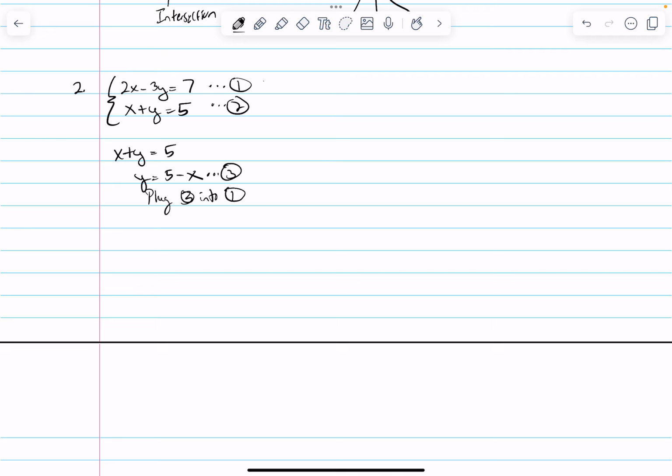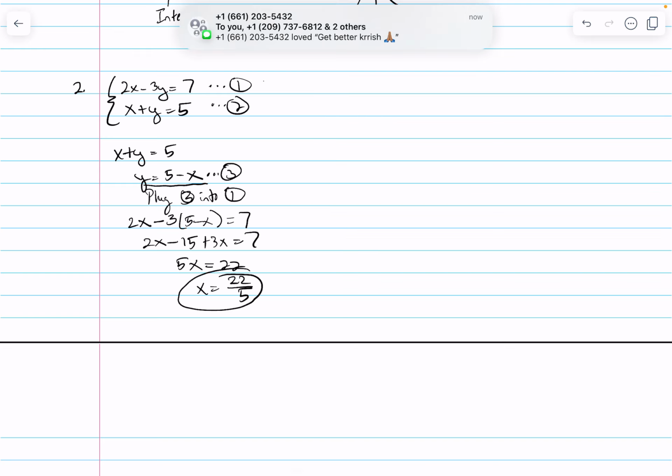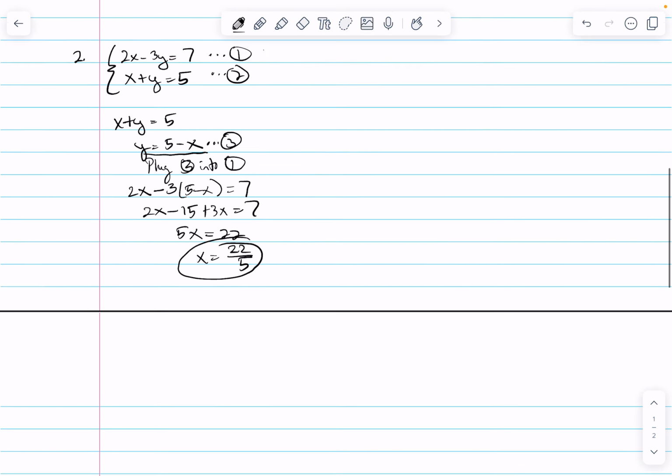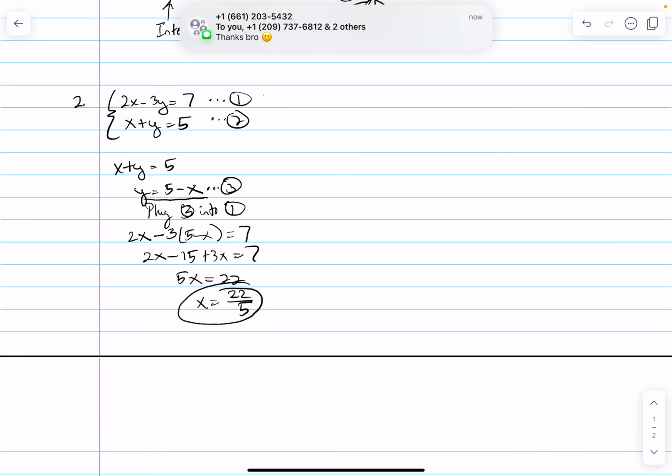So 2x minus 3, and since y equals equation 3, this will become 3 times 5 minus x, equal to 7. 2x minus 15 plus 3x equals 7. 2x plus 3x is 5x. 7 plus 15 is 22. x is equal to 22 over 5. Boom. We just solved for the x coordinate.